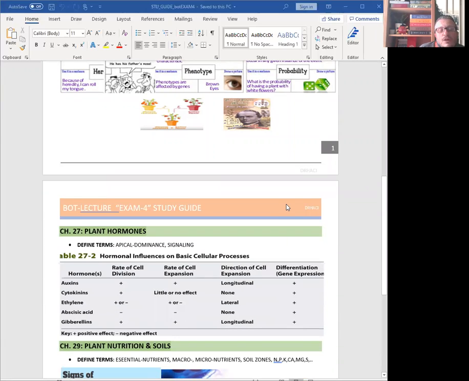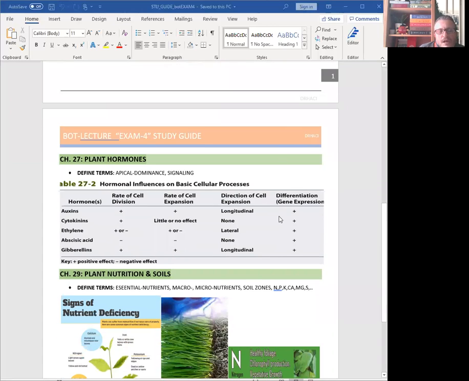Chapter 27 is about plant hormones, and there are 6 major hormones. These are small compounds that are involved mostly in gene expression and a lot of physiology. They are auxin, cytokinin, ethylene, abscisic acid, gibberellins. We have also smaller and more newly discovered ones, including jasmonic acid and salicylic acid.